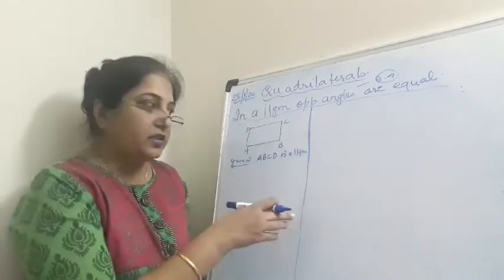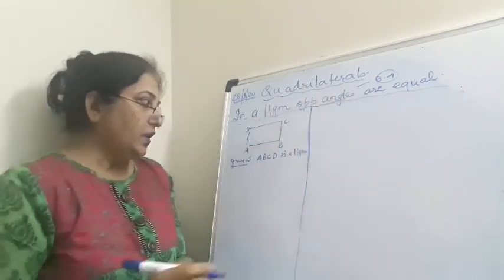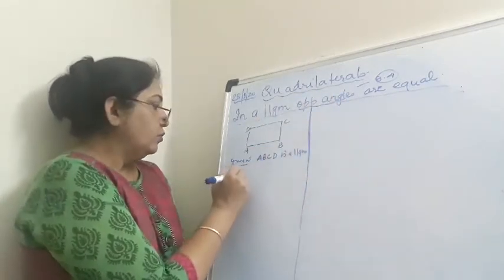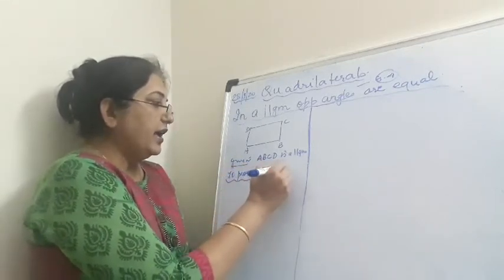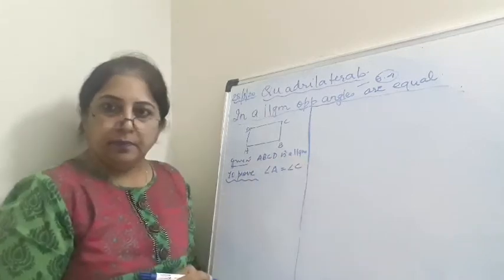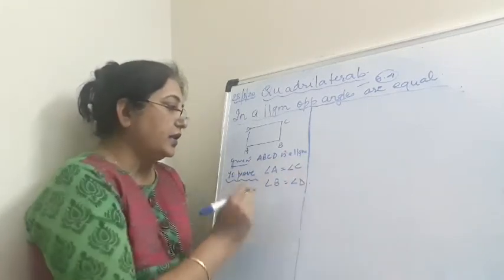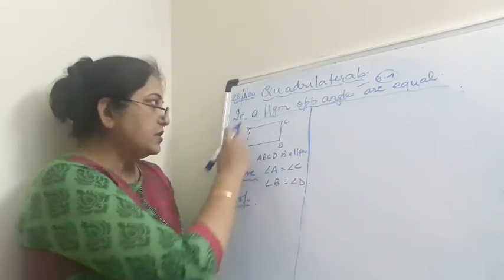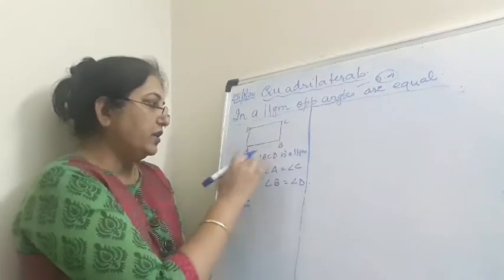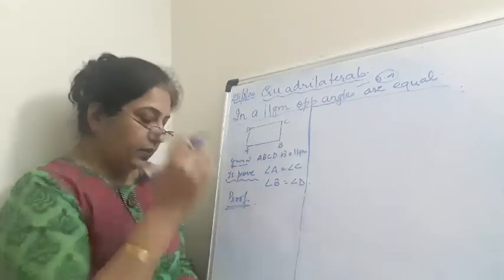So these two properties we are going to use, and then we have to prove that the opposite angles are equal. So what do we have to prove? That angle A is equal to angle C, right? And angle B is equal to angle D. So first, when you write the statement, draw the figure and write what is given, what we have to prove, and then start with the proof.